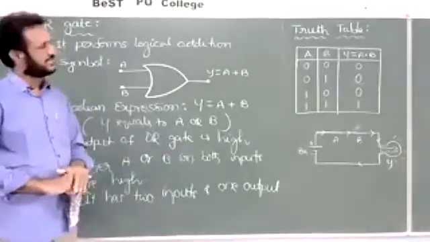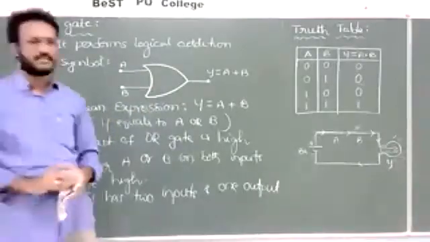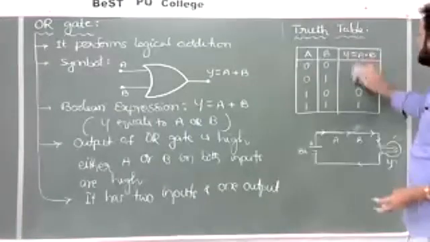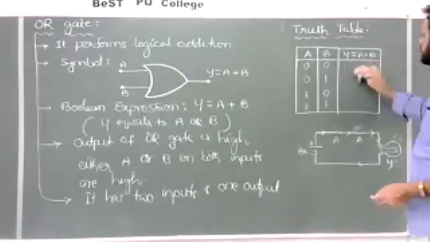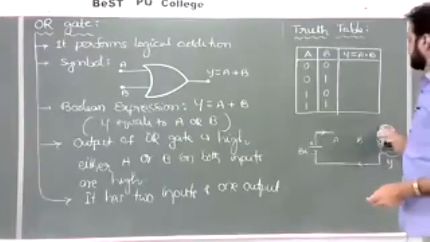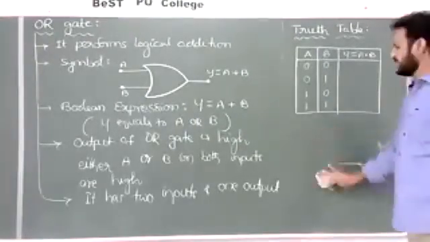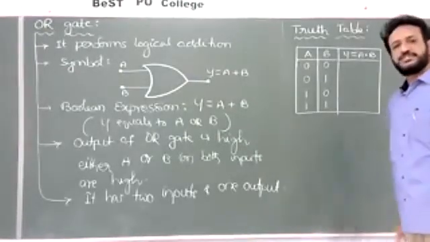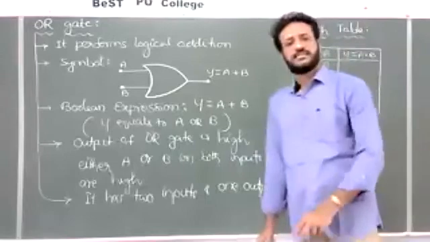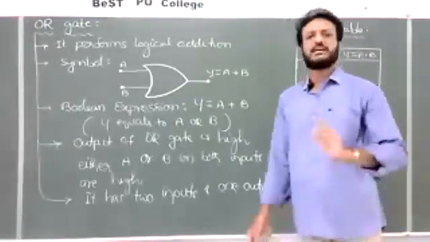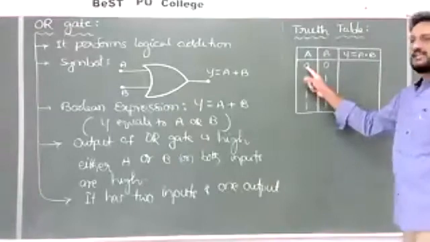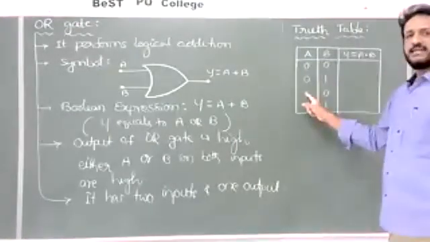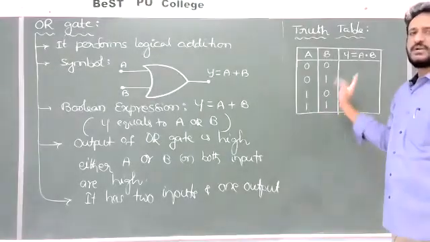That's about OR gate. Now we will write the truth table for OR gate. What is a truth table? A table which contains all the possible inputs and the corresponding outputs is called a truth table. First, A is low, B is low. A is low, B is high. A is high, B is low. Both are high. Then what is the output value?